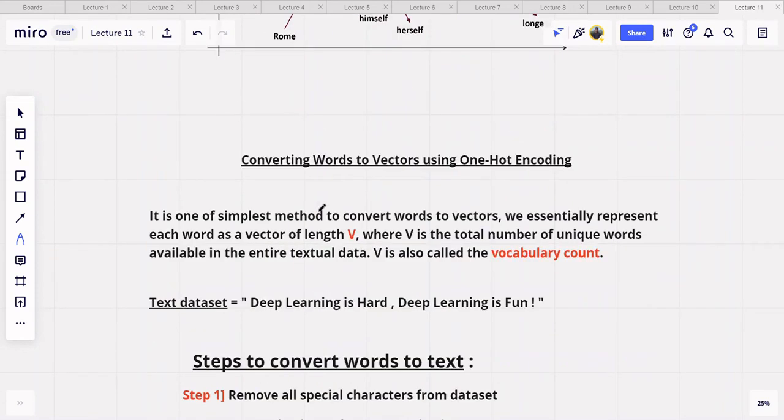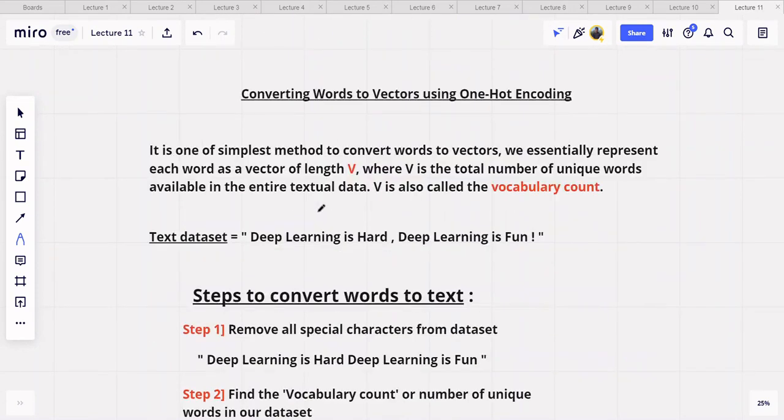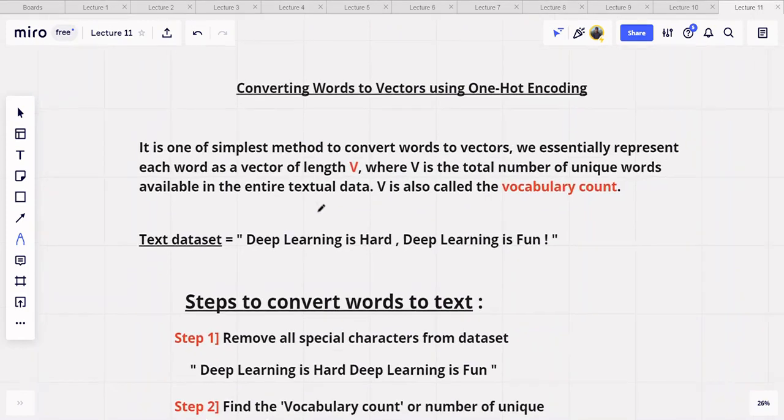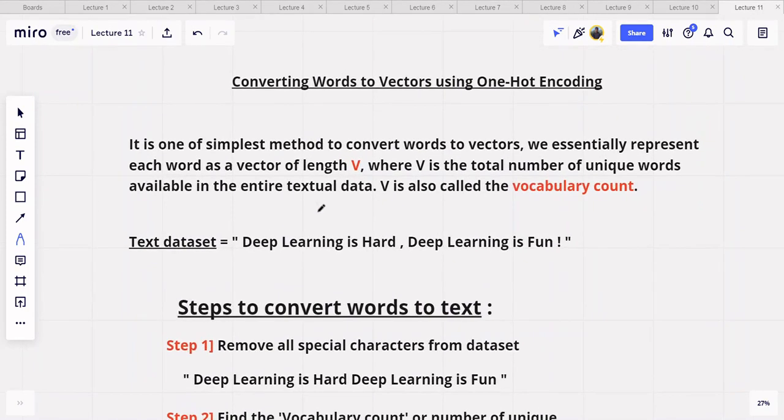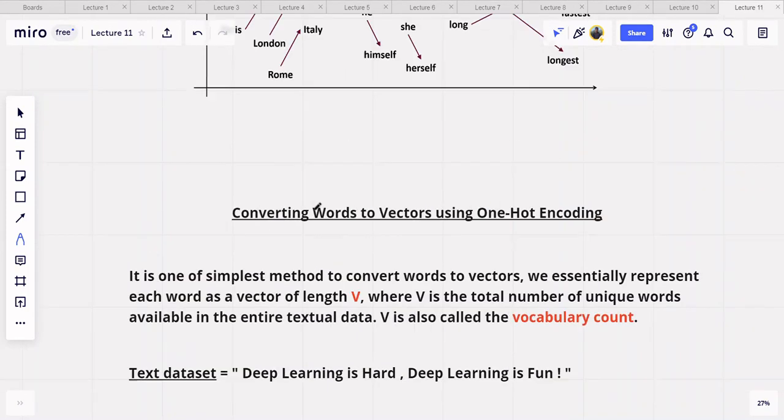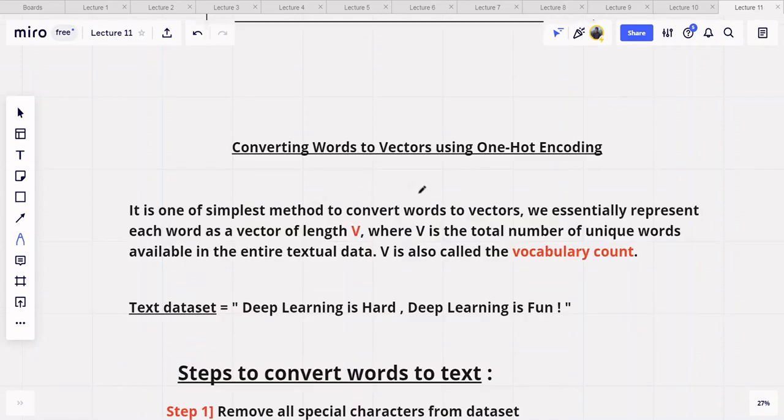So now let's see how we can convert words to vectors using one-hot encoding. It is one of the simplest methods to convert words to vectors. We essentially represent each word as a vector of length v, where v is the total number of unique words available in the entire textual data. v is also called the vocabulary count.